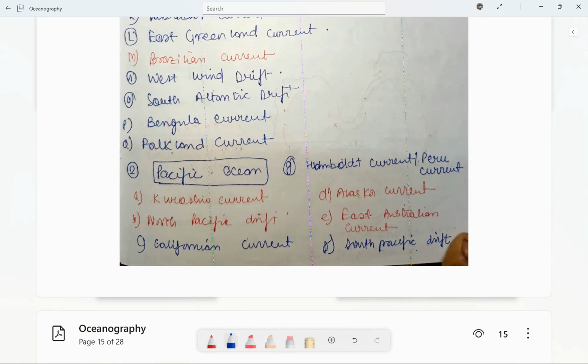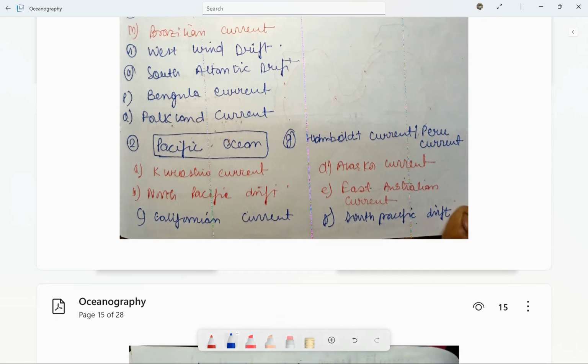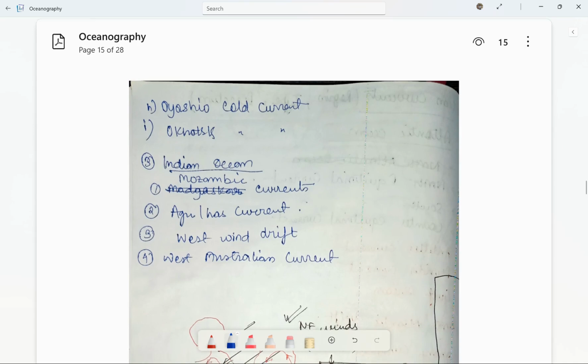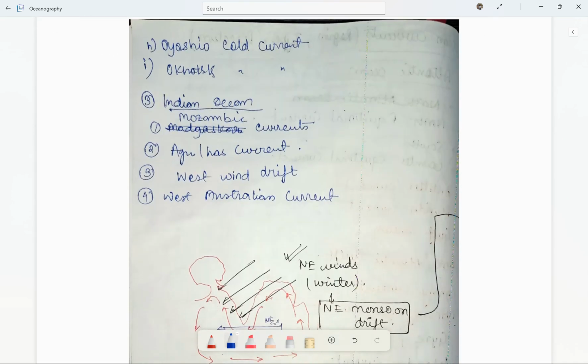Pacific Ocean में there is Oceano current, North Pacific drift, Californian current, Alaska, East Australian, South Pacific, and Humboldt. Oyashio, Cortices. थर्ड आ जाता है इंडियन ओशन, मोजाम्बिक करेंट्स, एग्युलस करंट, वेस्ट विंड ड्रिफ्ट, वेस्ट ऑस्ट्रेलियन करंट.